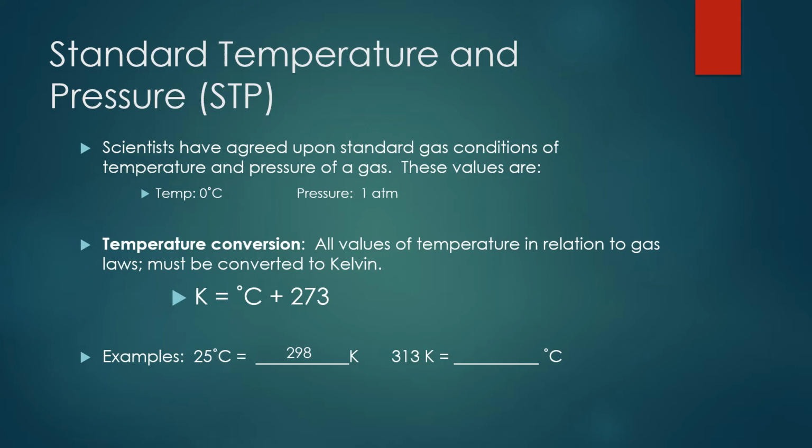Example number 2. We have 313 Kelvin and we're trying to get to degrees Celsius. So we have 313 equals degrees Celsius plus 273. All you have to do is subtract out the 273 and you should get 40 degrees Celsius.